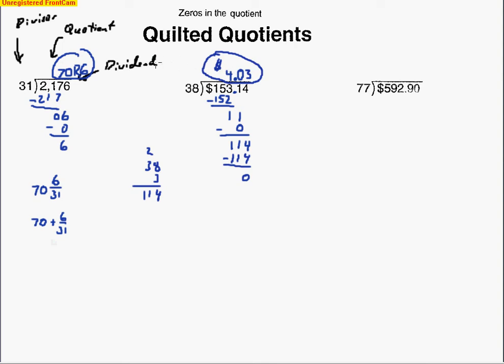Well, one last problem here, 77 into $592.90. So same sort of thing. When I do this, 77 does not go into 5. It doesn't go into 59, but it does go into 592. So what I'm going to do, to figure out what number to put there, is cross off the 7, cross off this 2, and think of 7 into 59.